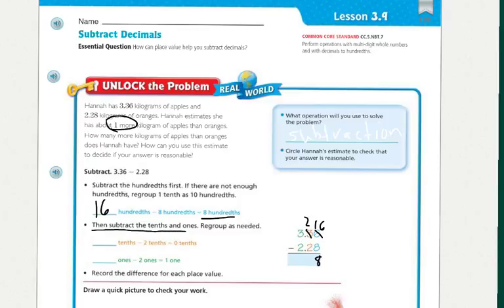Then I'm going to subtract the tenths and the ones, and I'm going to regroup as needed. So I have 2 tenths minus 2 tenths, which is 0 tenths. Make sure I bring down my decimal. And now I have 3 ones minus 2 ones, which is going to give me 1. So my answer is going to be 1.08, or 1 and 8 hundredths.